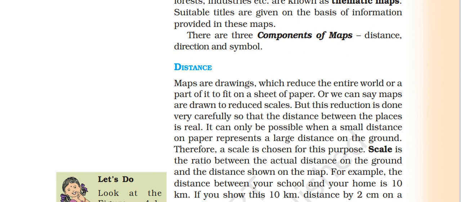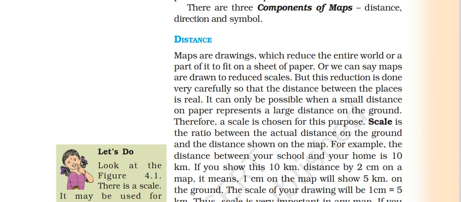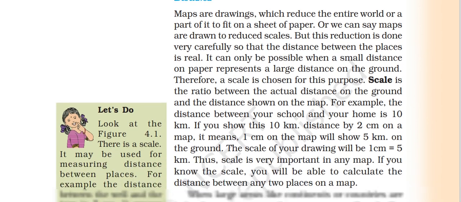This is only possible when a small distance on paper represents a large distance on the ground. Therefore, a scale is chosen for this purpose. Scale is the ratio between the actual distance on the ground and the distance shown on the map. For example, the distance between a school and the home is 10 km. If you show this 10 km distance by 2 cm on a map, it means 1 cm on the map will show 5 km. On the ground, the scale of your drawing will be 1 cm is equal to 5 km.